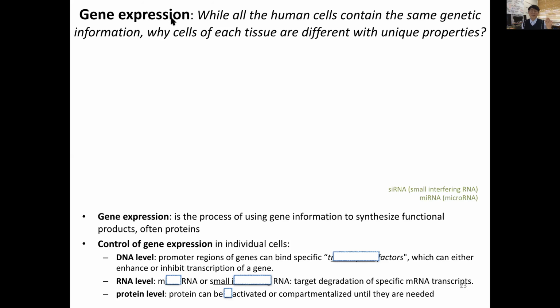It actually comes from gene expression, because they do have the same blueprint, but the expression of the genes is different. That makes all these diverse kinds of cell types or tissues. While all the human cells contain the same genetic information, why does the cell of each tissue have different unique properties? That we call gene expression, using genetic information to synthesize functional products, often proteins. And how to control this gene expression is the key for all different kinds of cells and their functions. So let's take a look.